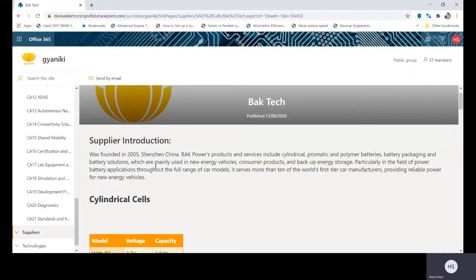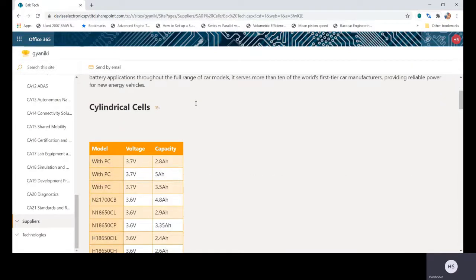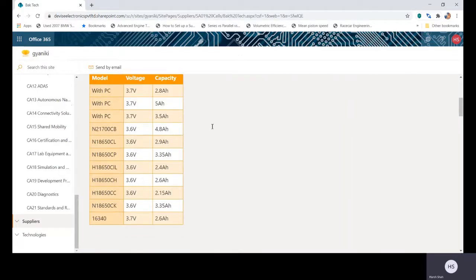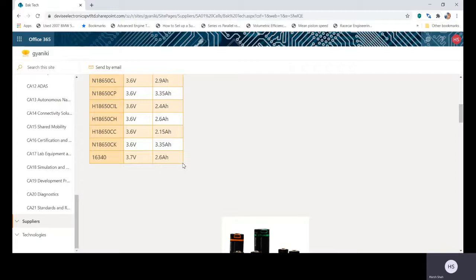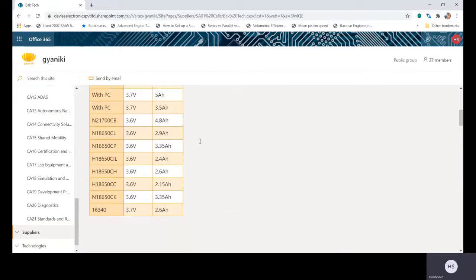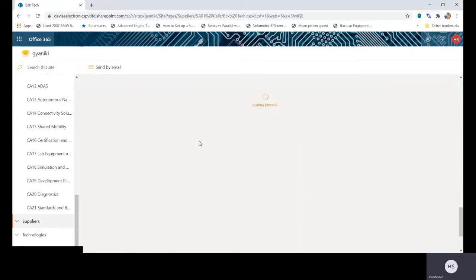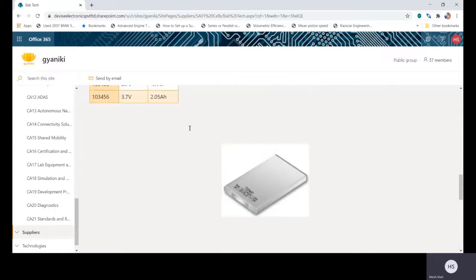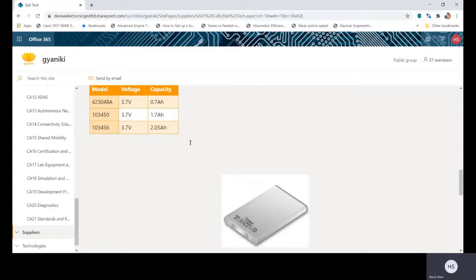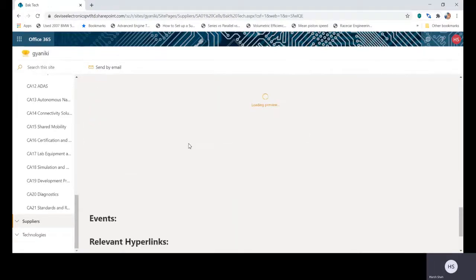There's an introduction section showing who the supplier is, where they're based out of, and then there's of course a very high level and informative section that tells you what sort of different cells that they are supporting or able to manufacture, right? Cylindrical cells, prismatic cells, as well as what are some of the ratings of each of these models that they are supporting. And once again, we have references for each.